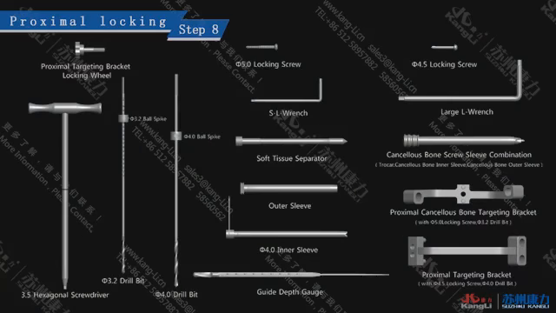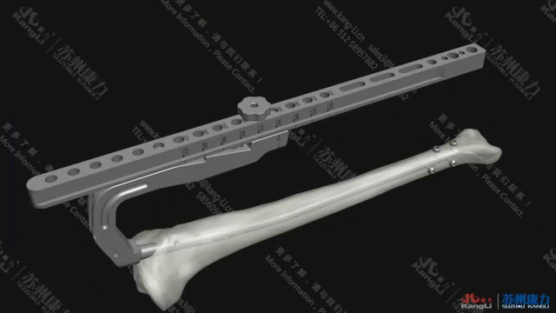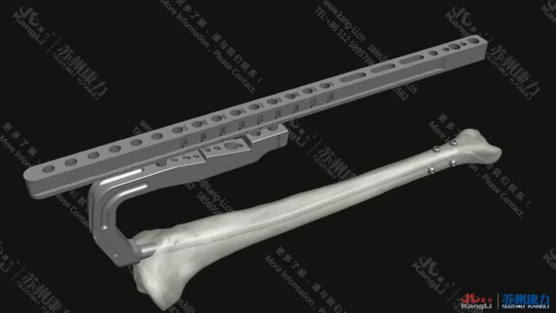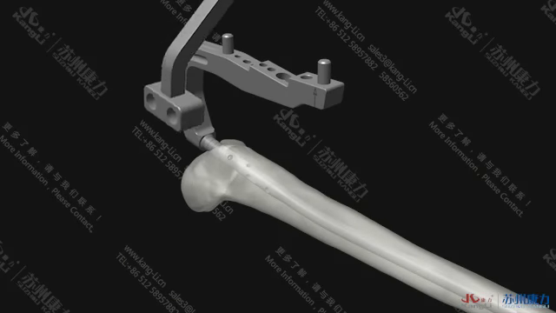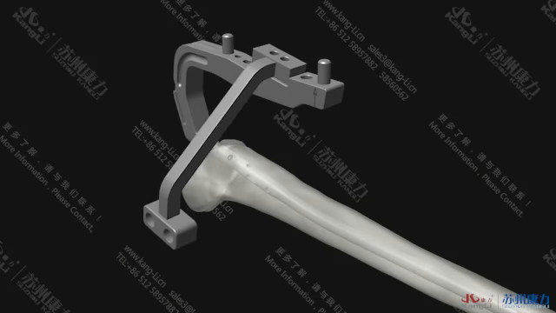Step 8. Proximal locking. Remove the guide bar. Insert the proximal targeting bracket on the holder. Fix it with the proximal targeting bracket locking wheel, and then screw it tight with the large L wrench.